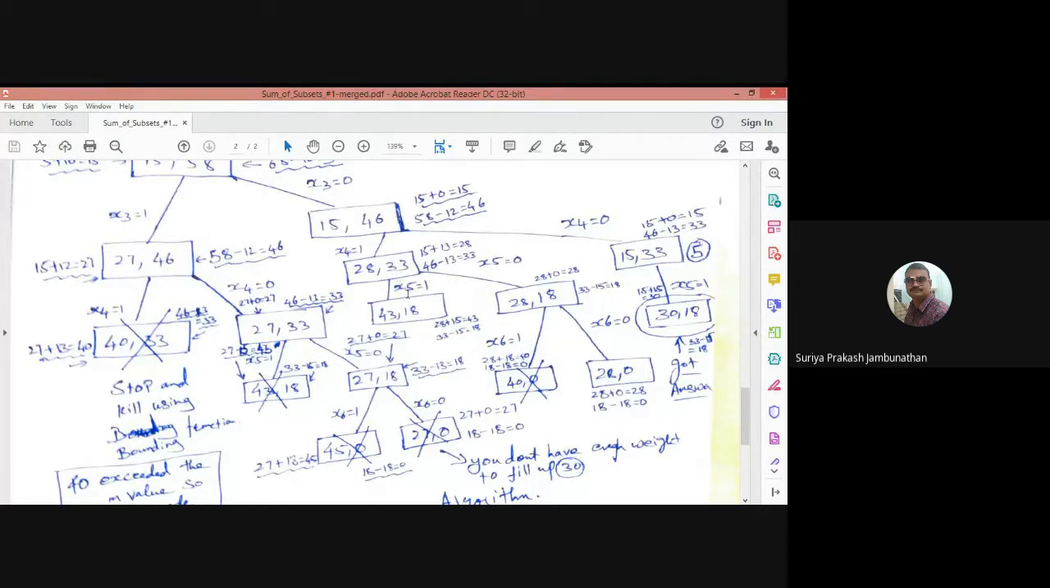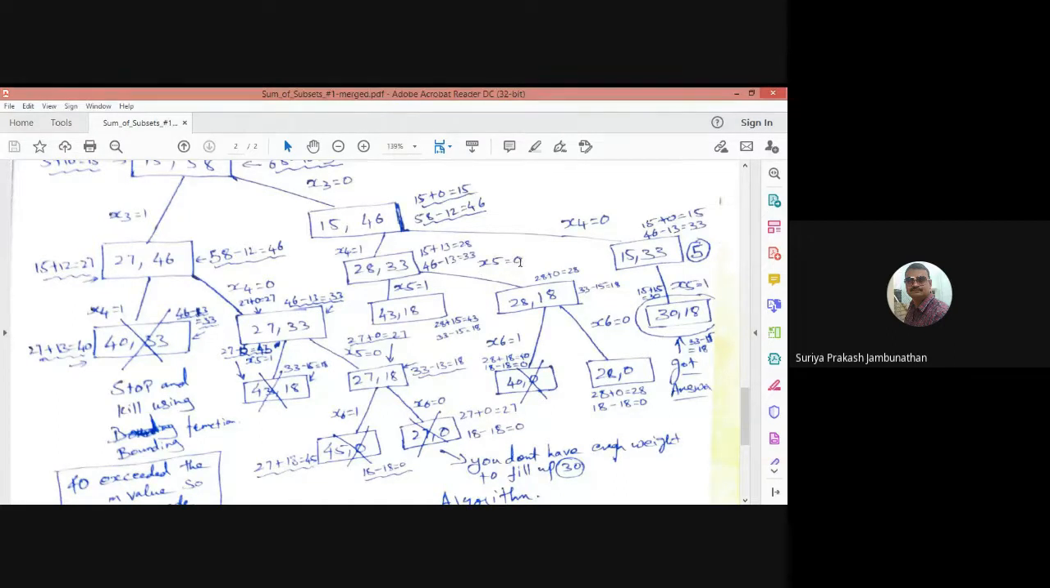Next, we are considering x5. So while considering x5, what happens? 28 plus 15, since the x5 value is 15. So 28 plus 15 we get 43, and 33 minus 15 we get 18. So 43 comma 18 we put here. This also has to be cancelled because it exceeds 30. So we are not considering this particular node. We are stopping here. So we are not considering x5. Here we considered x5. Here we are not considering x5.